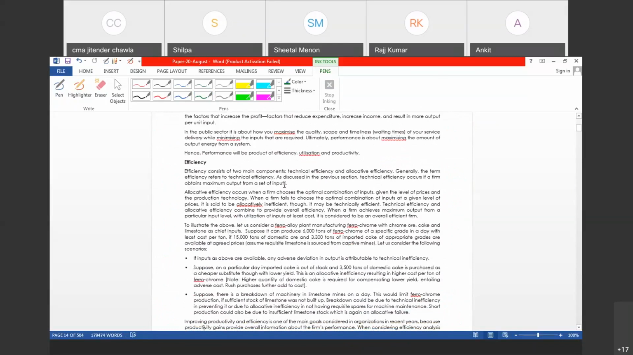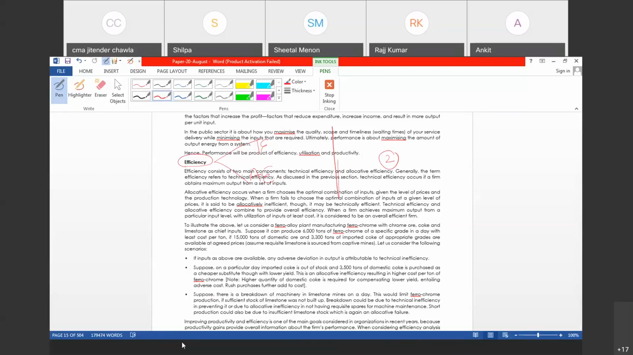Now, when we talk about technical efficiency, allocative efficiency, we talk about efficiency. There are two types of efficiency. The book talks about technical efficiency, TE and AE. TE stands for technical efficiency, AE stands for allocative efficiency. Technical efficiency means whether it is technically possible or not. I want to give a detailed example over this.